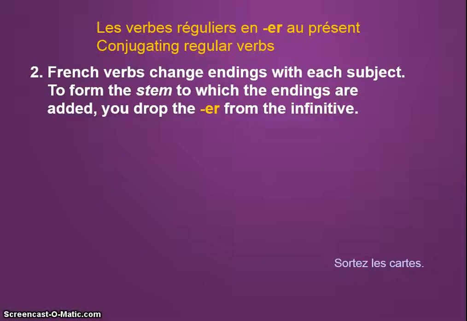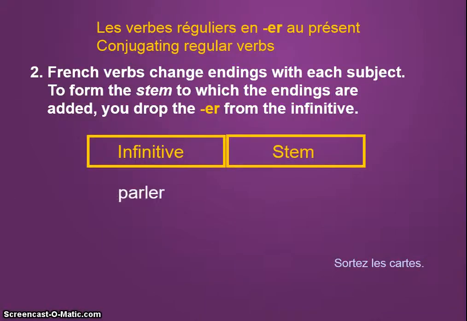What you're learning today is called les verbes réguliers en ER au présent. We're going to be conjugating regular verbs. French verbs change endings with each subject. To form the stem to which the endings are added, you're going to drop the ER from the infinitive. So if you have a verb like parler, you're going to drop the ER and you're going to end up with that par.